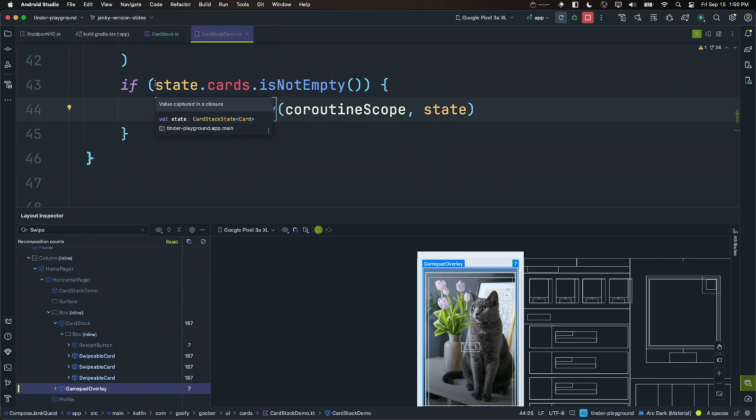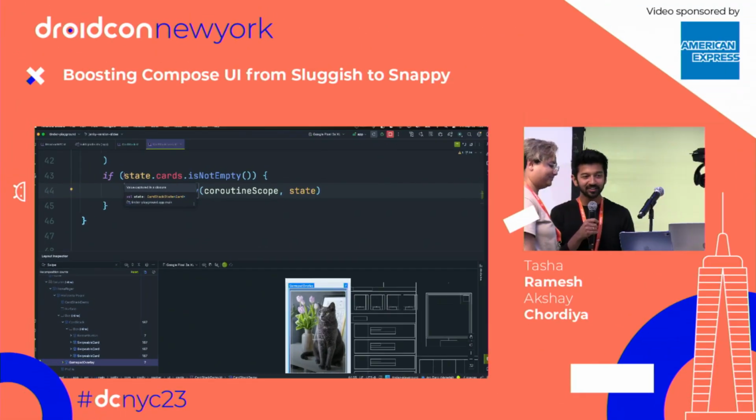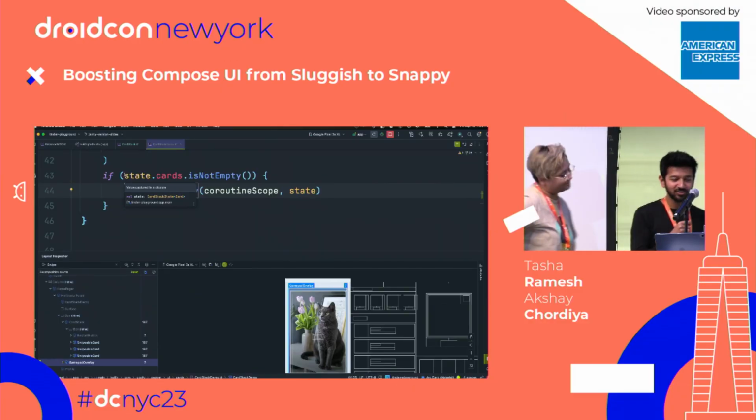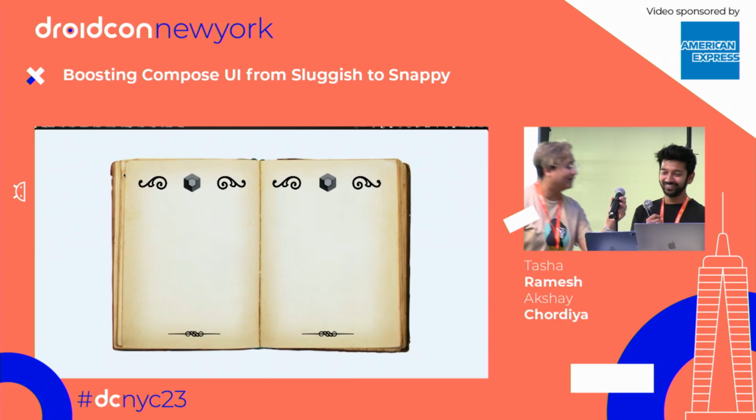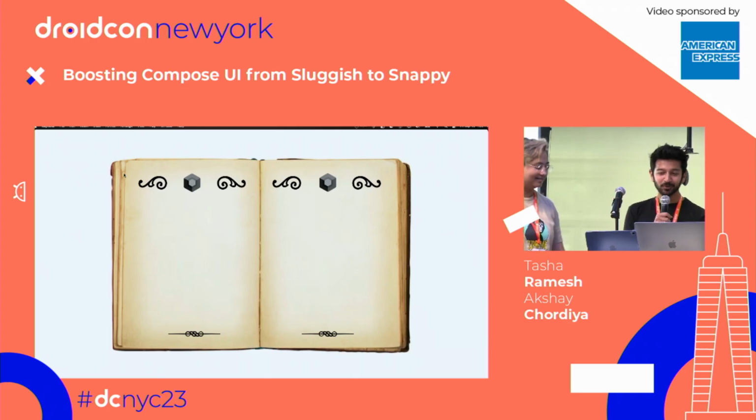We're just removing one card at a time, and there's still cards there. So this shouldn't recompose, right, Akshay? Yeah, I know, right? I spent countless hours and sleepless nights on this, and after reading a lot of articles, I stumbled upon the secret book of Compose Performance. The what? The secret book of Compose Performance.